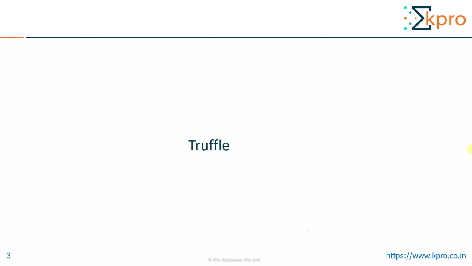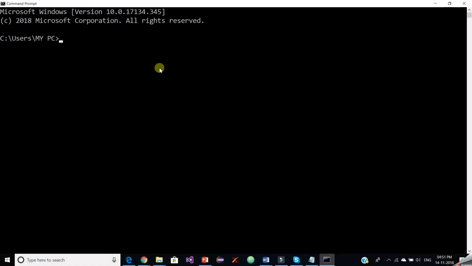Now let us see how to install Truffle. So in order to install Truffle, go to your command prompt, and first of all you delete any older version of Truffle, if you have one. So in order to delete any older version of Truffle, type npm -g uninstall truffle. So this command will delete any older version of Truffle. Okay, so let's wait. So now you can see it's removed 92 packages.